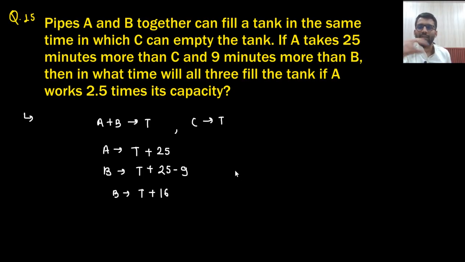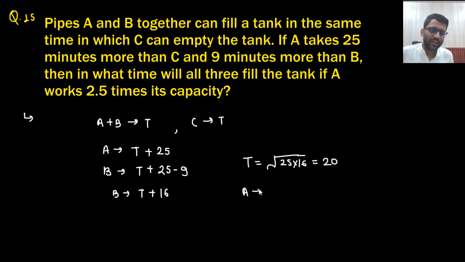Then in what time will the tank fill if A works at 2.5 times its capacity? Okay, so first, what is the value of T? T is root of 25 into 16. So 5 into 4, that is 20. So basically, A can fill the tank in 45 minutes. B can fill the tank in 20 plus 25, 45, 36 minutes. And C can empty the tank in 20 minutes. Do you agree to this point?